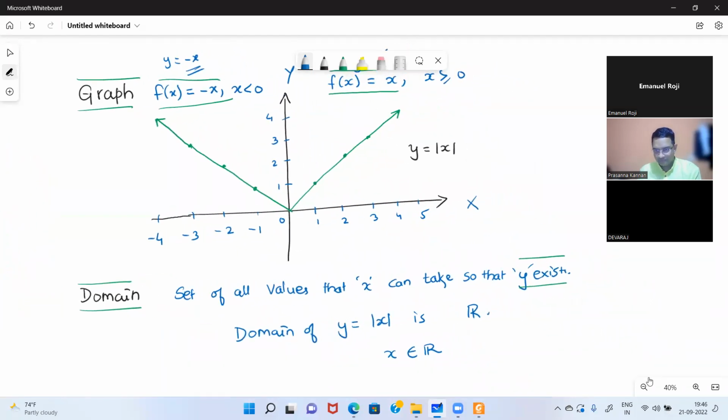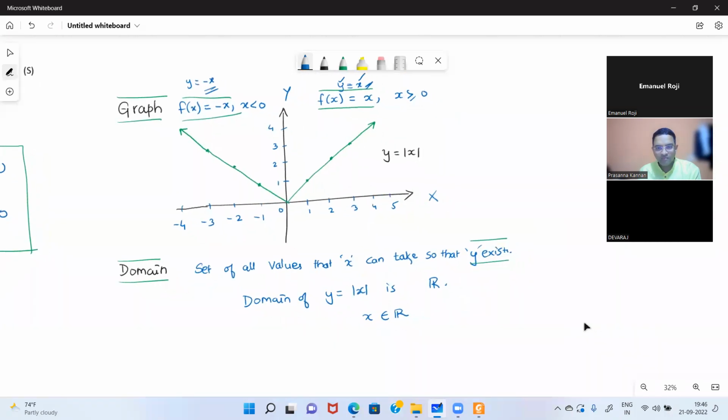Do we have to write domain as x as an element of R, or just as R? It's fine. Domain is R. Domain of y is equal to mod x is R. You may also write this so that you understand that it is x. Always, when I talk about domain, it is a set of values that x can take. Just to emphasize that, I have written it here.